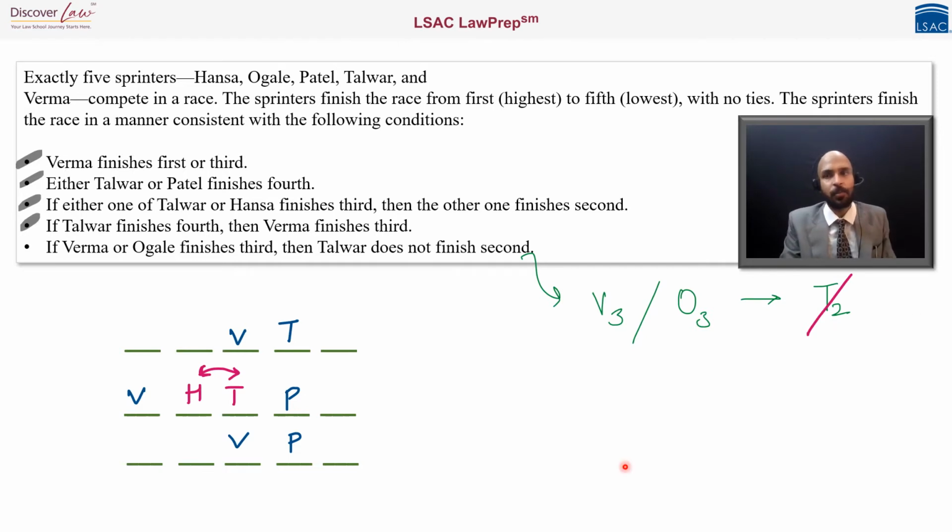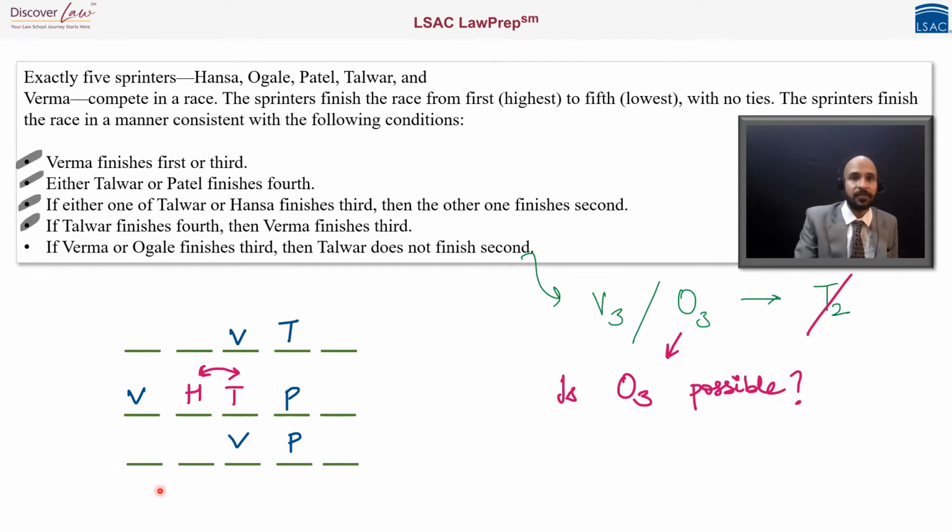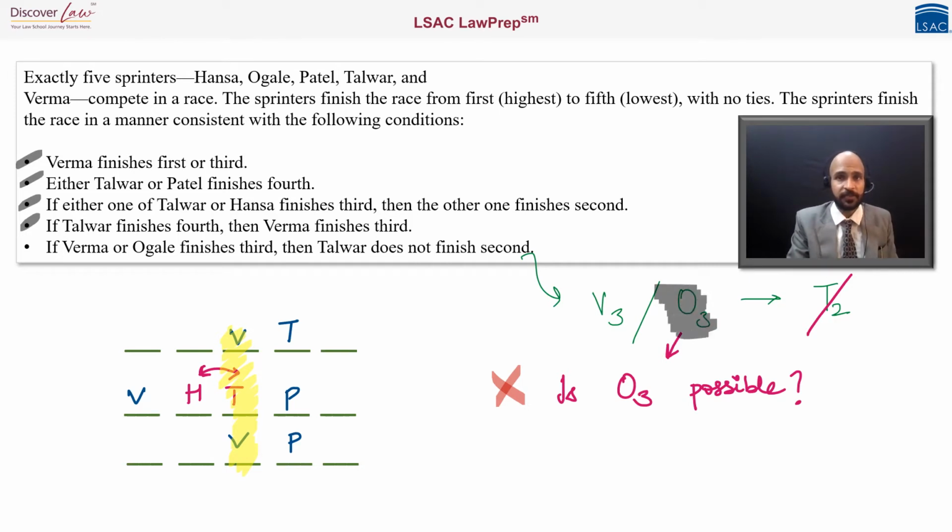Now, I want to ask you an important question. Look at O3. Is O3 possible? Look, what we have here is the only three possibilities. And if you look at the third position, you'd see that the third position is already occupied by something else. You can only have V or T in the third position, which means O3 is not at all possible. Very important point, which means that I can now update this rule to just mean if V3, then no T2.